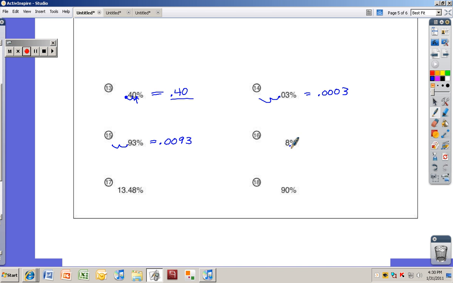8%. Where is the decimal point hidden on this one? Right after the 8. Okay, so what's this going to be as a decimal? 0.08. 2 spots over. 8% is 8 hundredths. Okay, the decimal point's given to you here. So what's this one as a decimal? 0.1348. Good. And the last one. Where's the decimal point on this? Hidden right after the 0. Good. Okay, so what's the answer? 0.9 or 0.90. Either one of those.